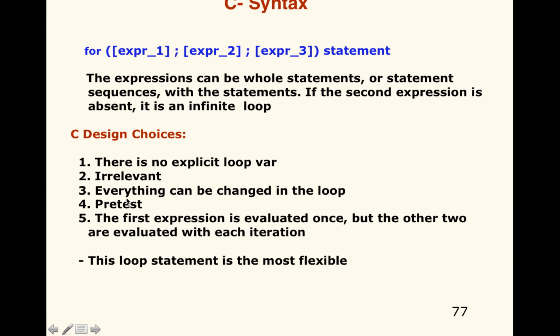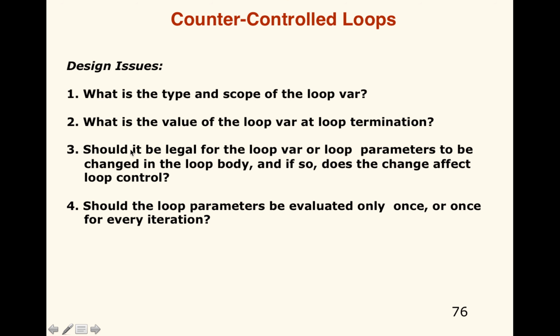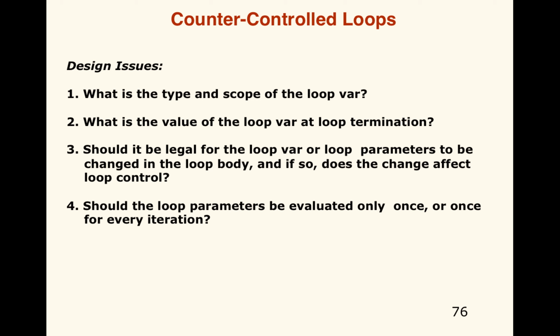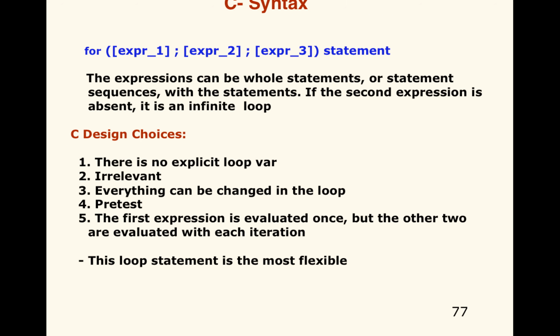Everything can be changed in the loop. That's answering this question here: should it be legal for the loop variable or the loop parameters to be changed in the loop body? And if so, is that going to change the loop control? Yeah, it can. Everything can be changed in the loop. And then number 4 says pretest, which is the 4 here. Should the loop parameters be evaluated only once or over multiple times? Well, this is number 5 actually. The first expression is evaluated one time, but the other 2 are evaluated with each iteration.